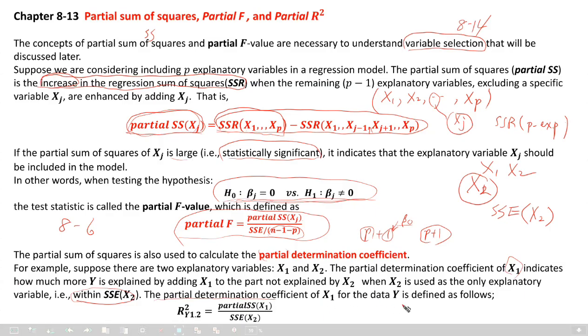So R square y1 given 2, the dot notation. This is a notation. Somebody denotes it like this, with a bar. Okay? The partial sum of square of x1 divided by SSE x2. So what is the ratio of increase of SSR by adding x1 out of the unexplained residual sum of square of x2, only x2.